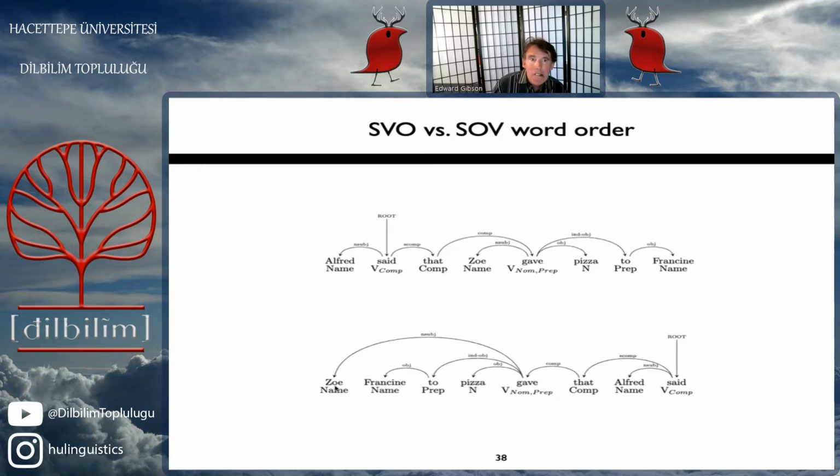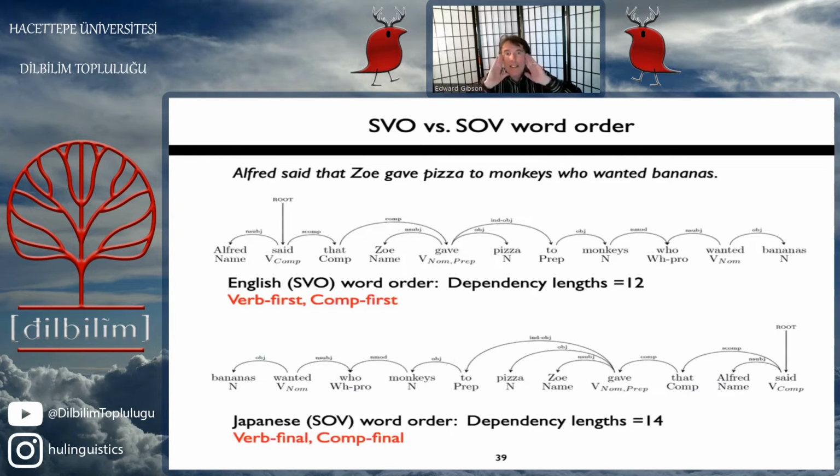Alfred said here that Zoe gave pizza to Francine. So it's a very different word order to say the same thing, but the dependencies are very local in Japanese or Korean. So here's a more complicated sentence in each of these languages. This is just to lengthen out the embedded clause. We can see why you might want to keep the order of verbs and their arguments, and the subordinator or complementizer and its argument, in the same direction.